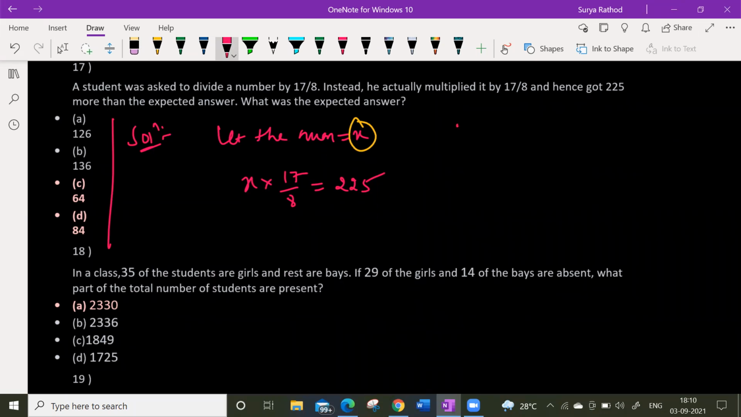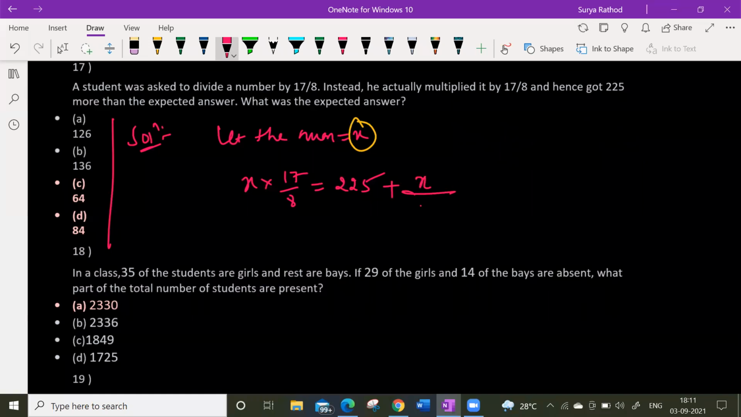So in the question, it's written what he got when he multiplied. So x into 17 by 8 is equal to x into 8 by 17 plus 225. That is what I'm trying to say here.